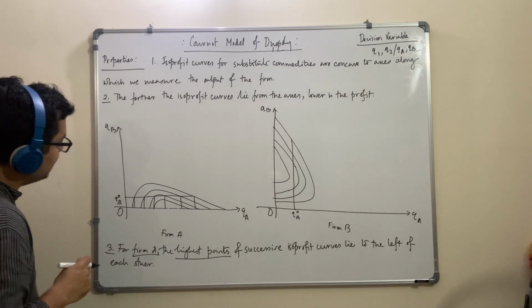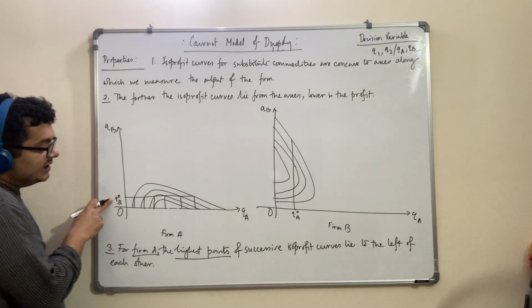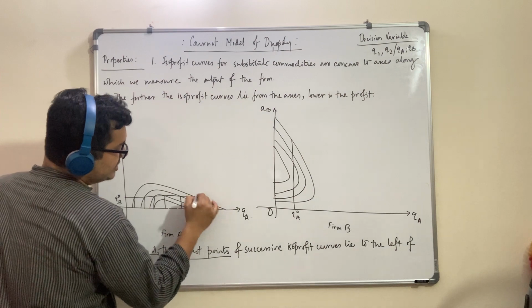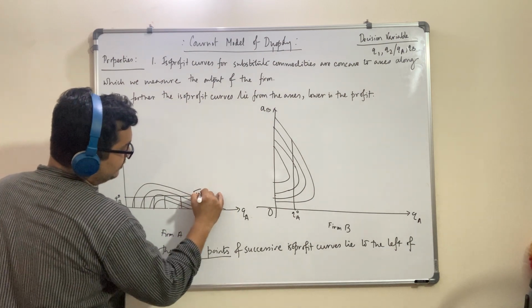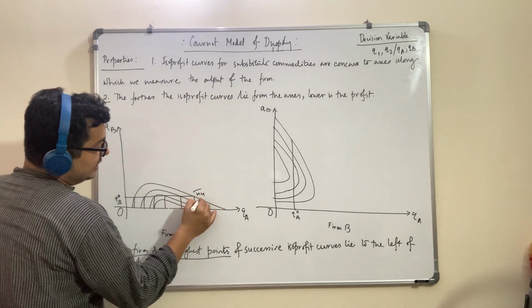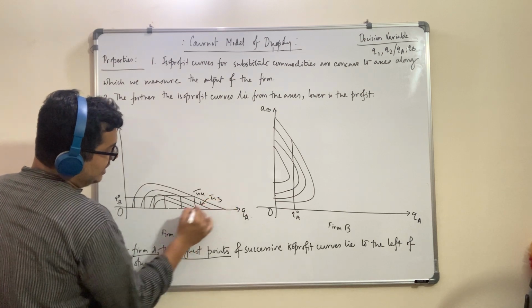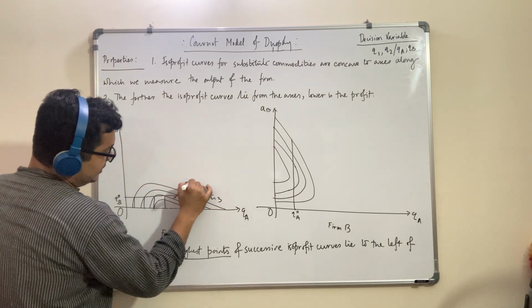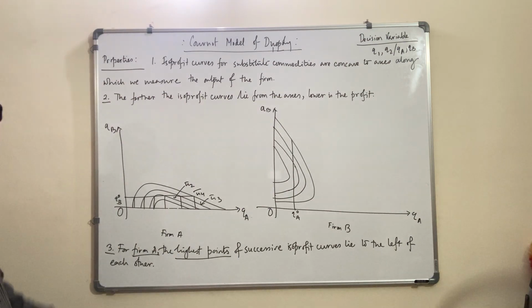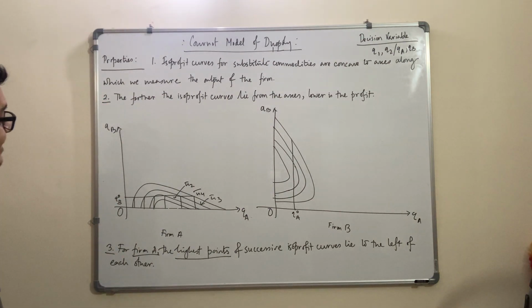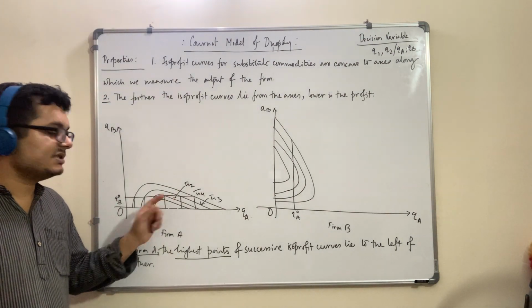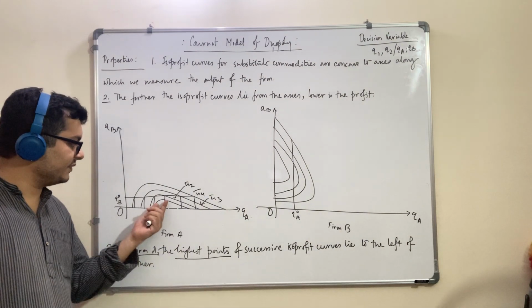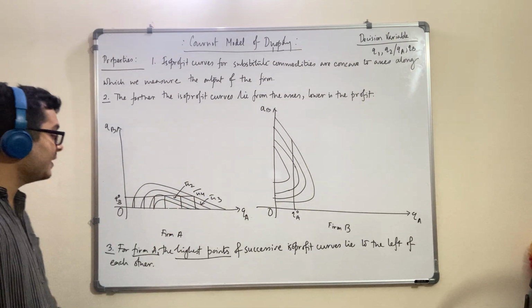See, for example, for this QB, it touches this, let's say, pi 4 isoprofit curve, then this pi 3 isoprofit curve, then this pi 2 isoprofit curve. And from the properties, we know that pi 2 is the highest profit, not pi 4, right?